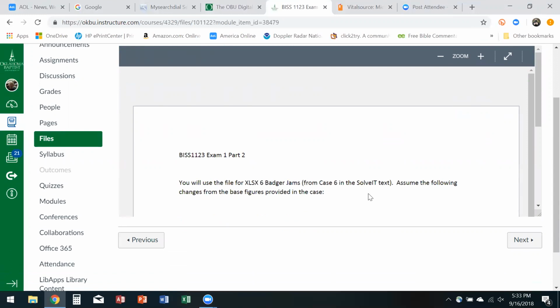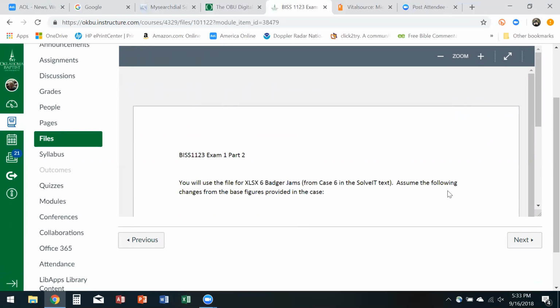That's from case 6, back in an old text called the Solve It IT text. And you're going to, of course, go and find Badger Jams. That case, the file is in there. And in fact, we're going to look at it tonight.